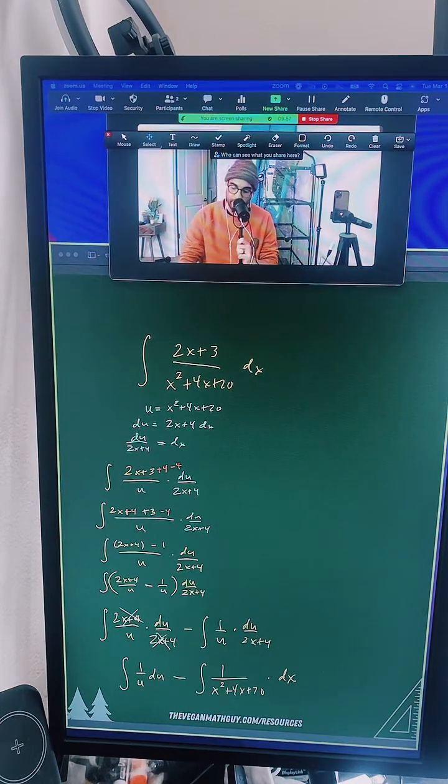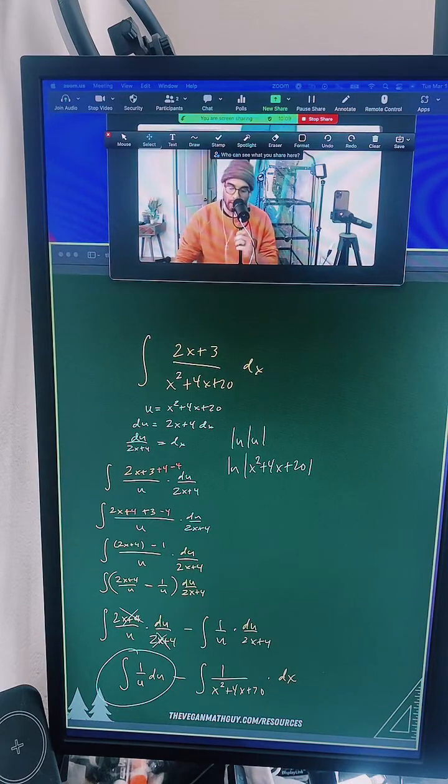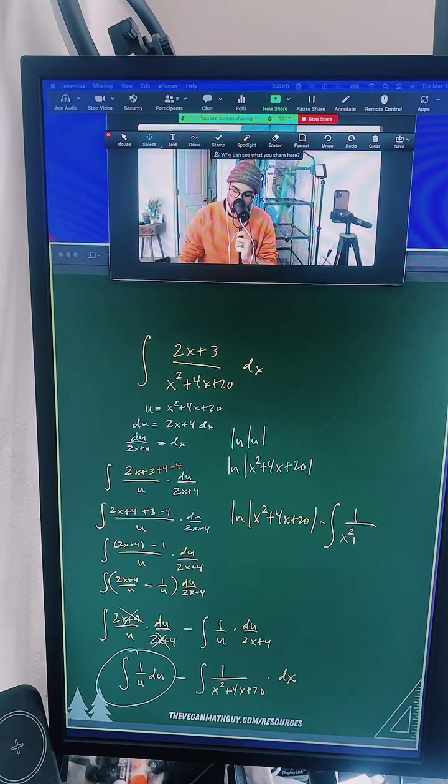You're going to see why I'm doing that. So that first integral, let me go ahead and just circle it in green. That's just going to become natural log of u, which is the natural log of x squared plus 4x plus 20. And now we have this problem still. We have natural log of x squared plus 4x plus 20 minus integral of 1 over x squared plus 4x plus 20 dx.